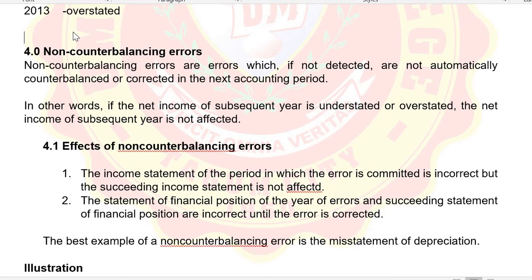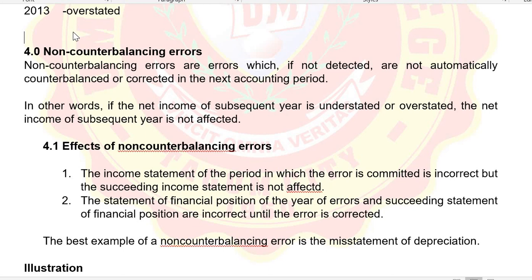So, effects of non-counterbalancing error. No? The income statement of the period in which the error is committed is incorrect, but the succeeding income statement is not affected. Okay? So, unlike nung counterbalancing na, if your 2018 is understated, your 2019 income is overstated. No? That's why mag-self-correct siya kasi for 2018 understated siya, for 2019 overstated. No? But in this case, if my error sa 2018 would result to understated of your net income, hindi maapektuhan yung 2019. So, hindi siya affected, no? Due to the error in 2018. Ganun. So, the statement of financial position of the year of error and succeeding statements of financial position are incorrect until the error is corrected. So, hindi nga siya mag-self-correct.